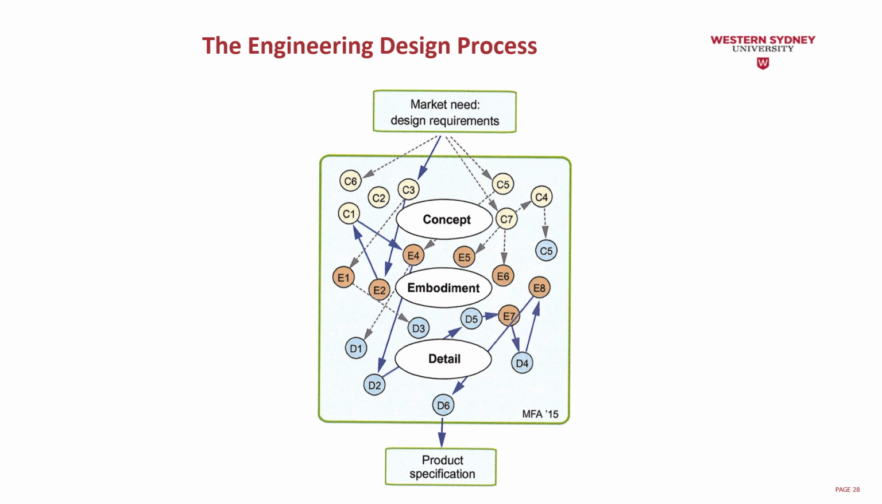So in the engineering design process, you can see that we should start with the market need, where we're going to have design requirements. Then we're going to go through these different steps: the concept, the embodiment, and the detail design. And we're going to have the product specifications.